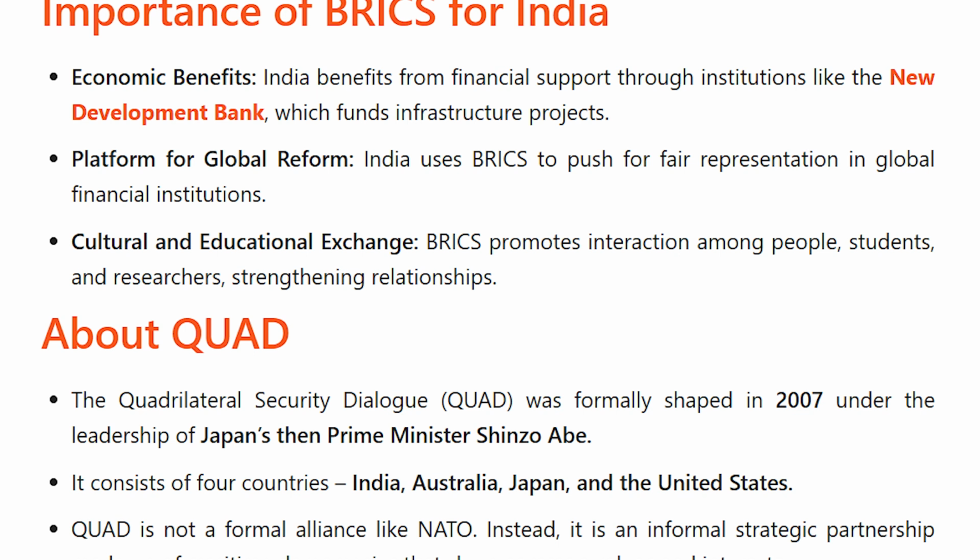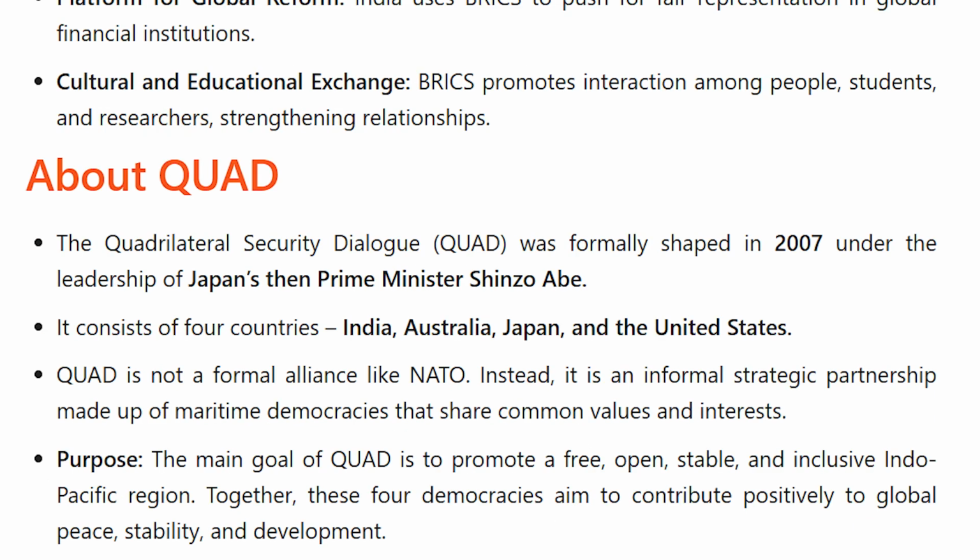About QUAD. The Quadrilateral Security Dialogue, QUAD, was formally shaped in 2007 under the leadership of Japan's then Prime Minister Shinzo Abe. It consists of 4 countries: India, Australia, Japan, and the United States. QUAD is not a formal alliance like NATO. Instead, it is an informal strategic partnership made up of maritime democracies that share common values and interests.